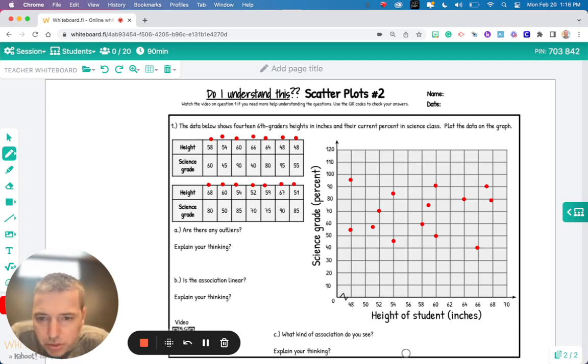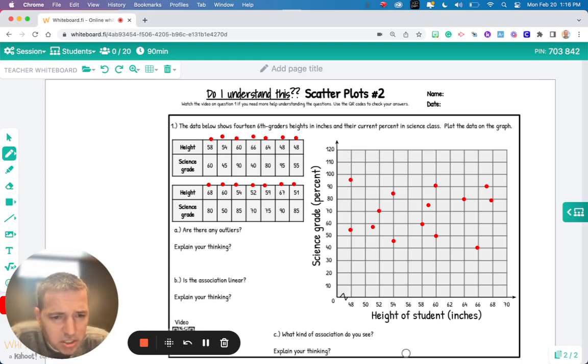All right, let's answer the questions. Are there any outliers? Well, an outlier would mean that one of the dots is much different than the rest of the dots. I would say these almost all look like the data is really spread out, right? So I don't see any kind of pattern. So are there any outliers? I would say no on this. I'd say all the data is spread out, right?